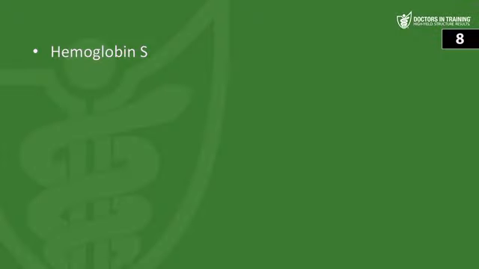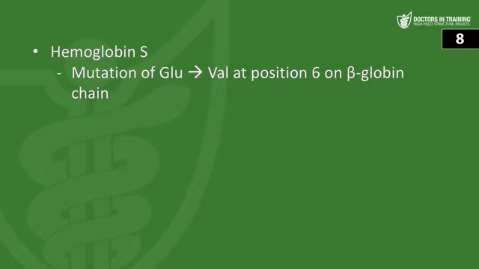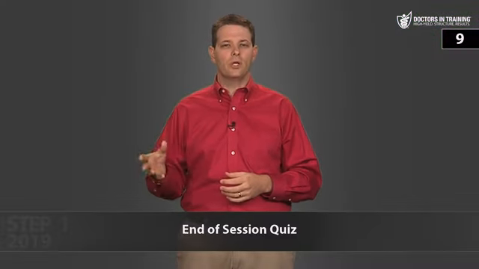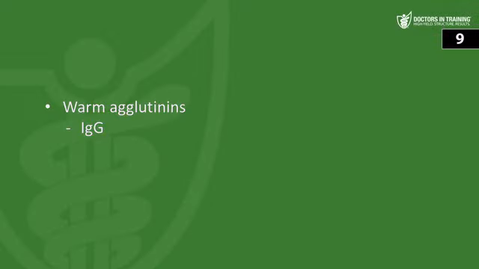Next, what's the difference between the hemoglobin S defect and the hemoglobin C defect? So in hemoglobin S, there's a mutation of glutamic acid to valine at position 6 on the beta globin chain. With hemoglobin C, there's a mutation of glutamic acid to lysine at the same position. And remember, the charge of these different residues is important in separating these different types of hemoglobin into bands on your hemoglobin electrophoresis. Next, what's the difference between a warm agglutinin and a cold agglutinin? So warm agglutinins are typically IgG, while cold agglutinins are typically IgM.